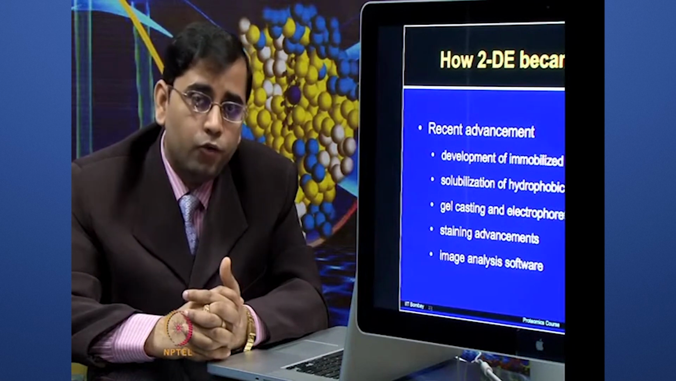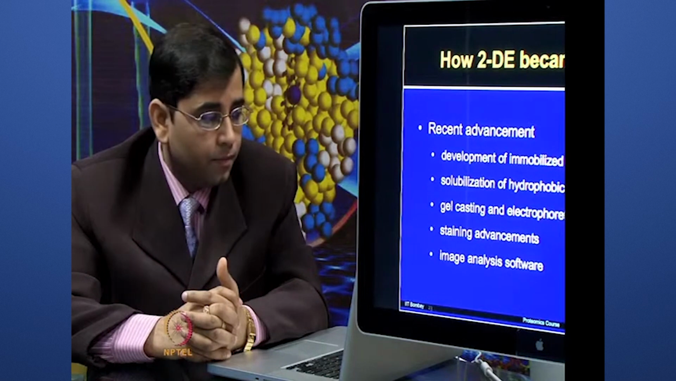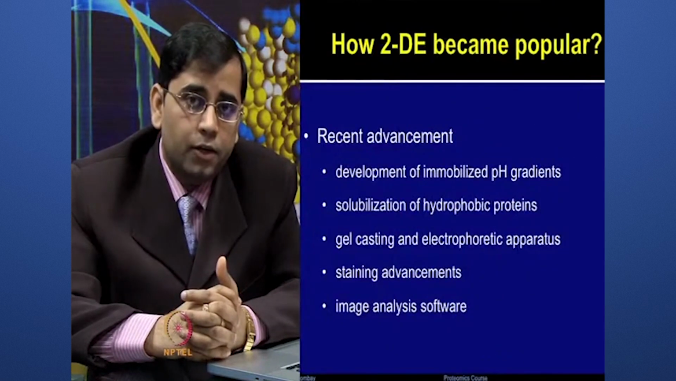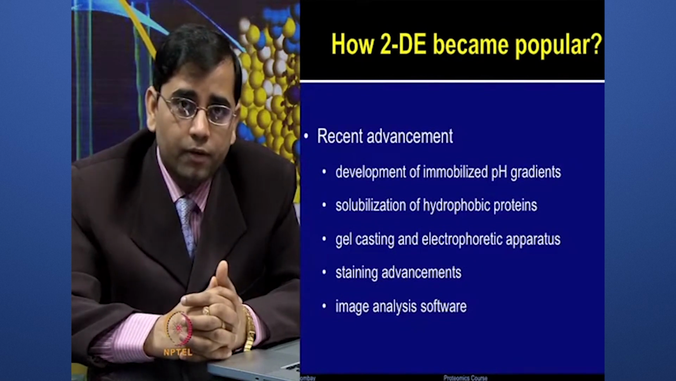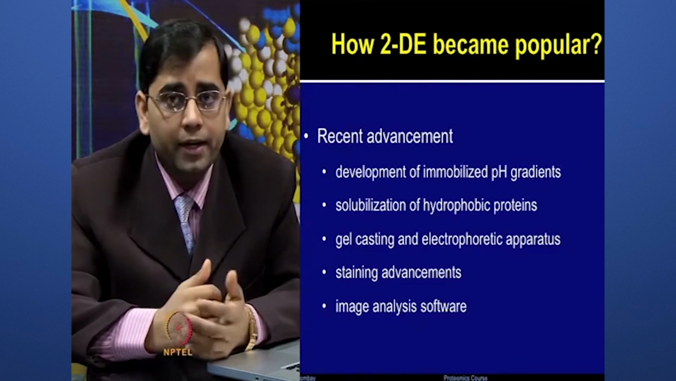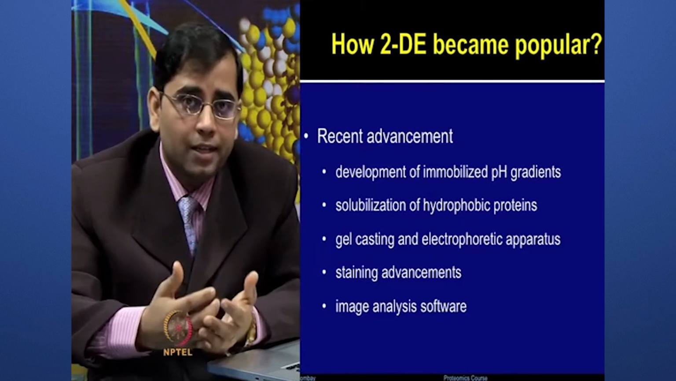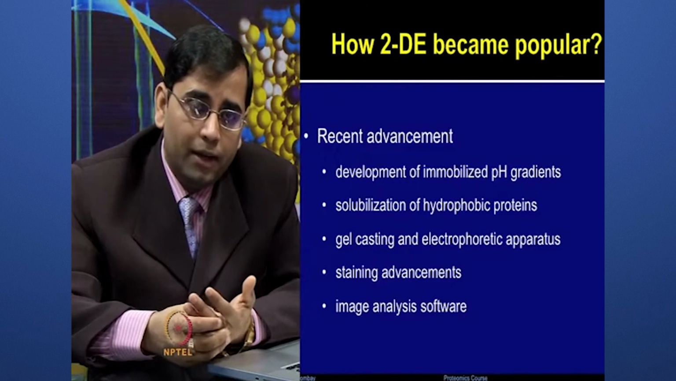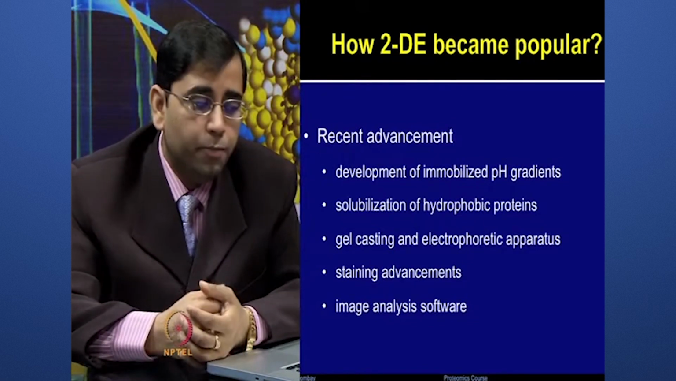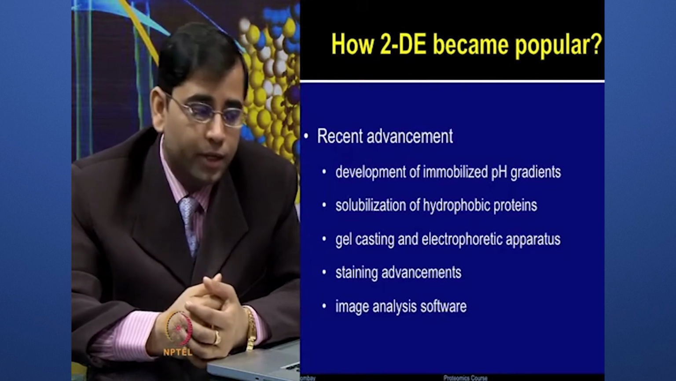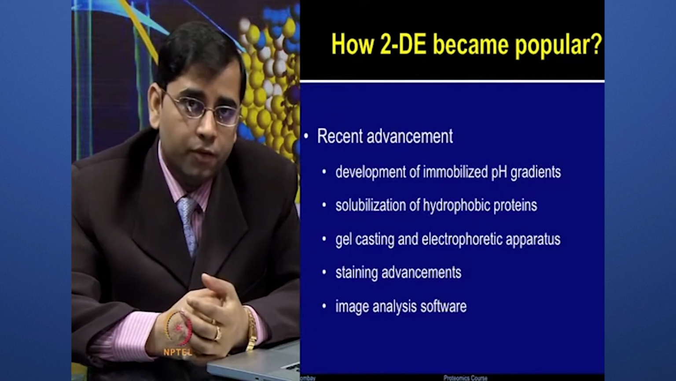Solubilization of hydrophobic proteins which were difficult to separate on the gel. Then reproducibility also advanced because of advancement in the gel electrophoretic apparatus and gel casting units. Again, a lot of companies and manufacturers came into play and helped to improve the gel casting and electrophoretic units. Different types of staining methods were developed.